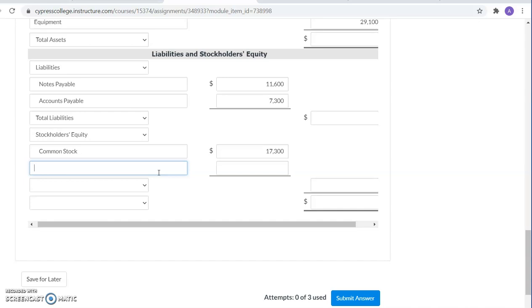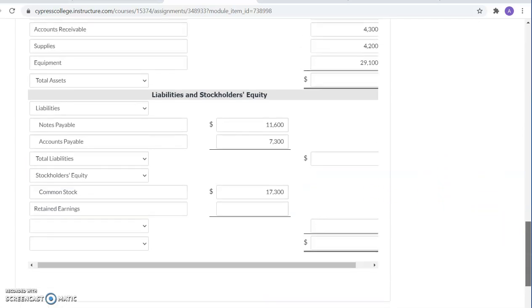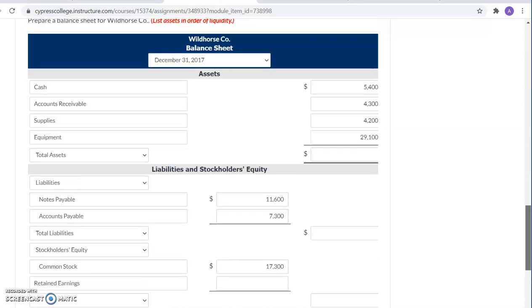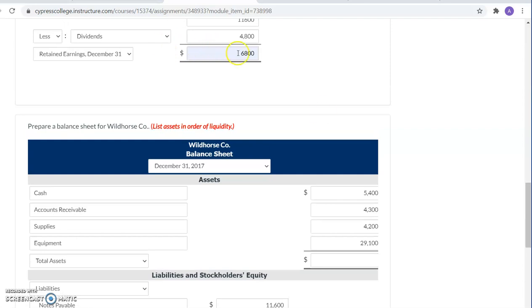And the other item you would have in your Stockholders Equity section is retained earnings. And this is going to be our retained earnings at the end of the year because we're preparing our balance sheet as of December 31st, the last day of the year. And the amount for the retained earnings is going to be from our retained earnings statement.